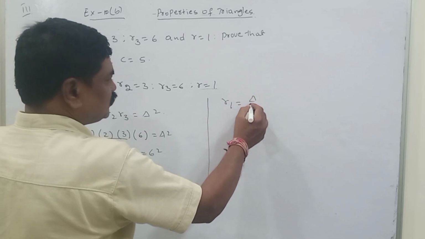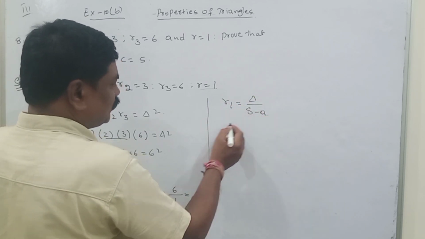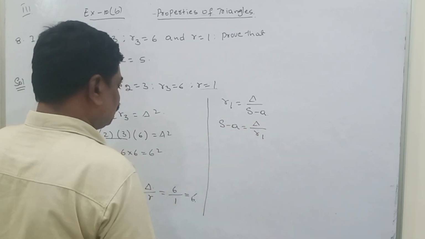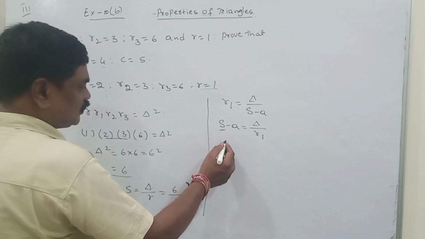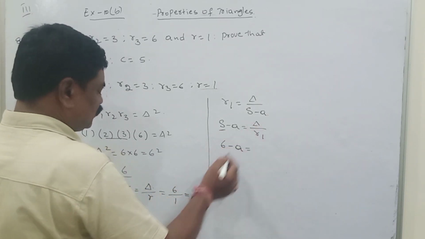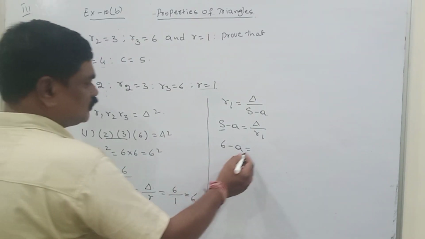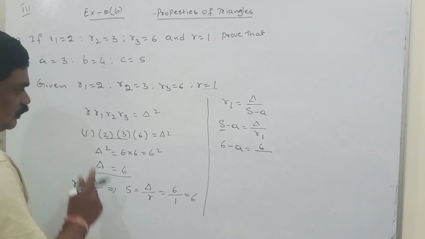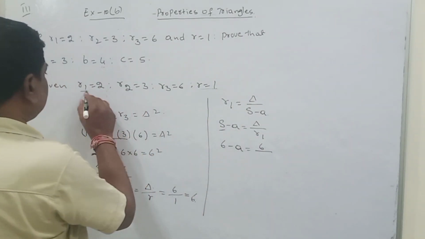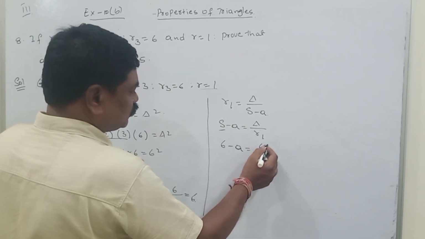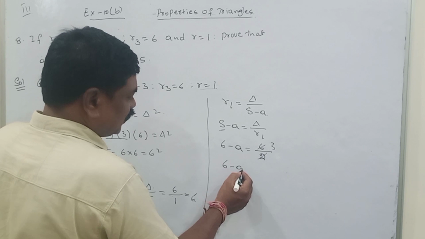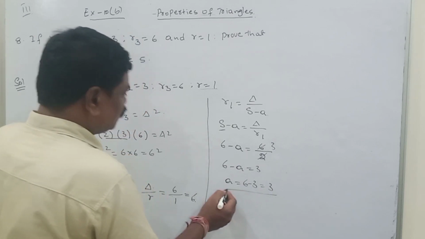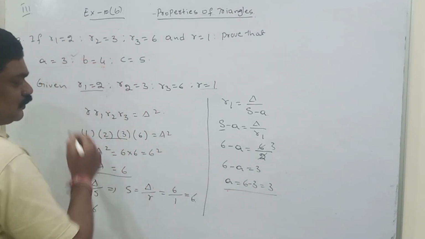R1. R1 is equal to delta by S minus A. S minus A is equal to delta by R1. Here S is equal to 6. 6 minus A is equal to delta value 6 by R1 value, R1 value 2. So 6 by 2 is 3. 6 minus A is equal to 3. A is equal to 6 minus 3, equal to 3. A is equal to 3.